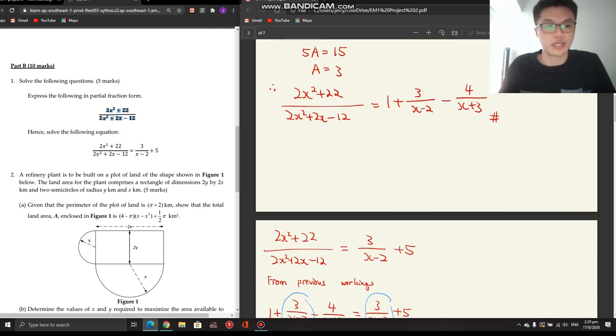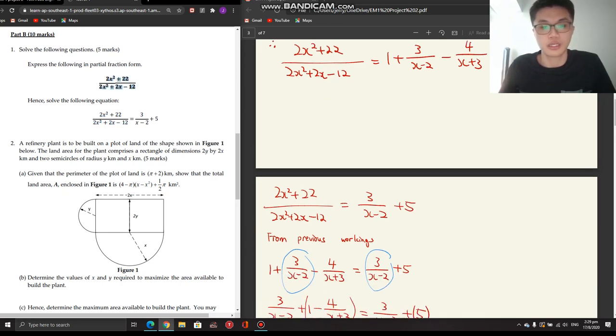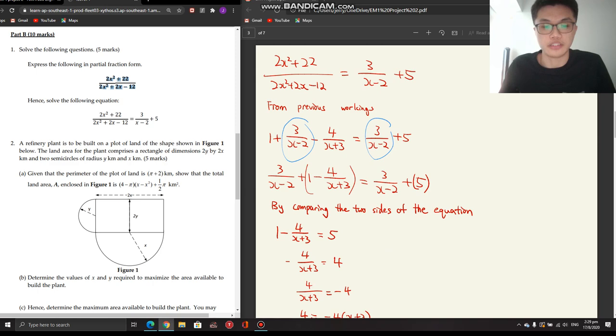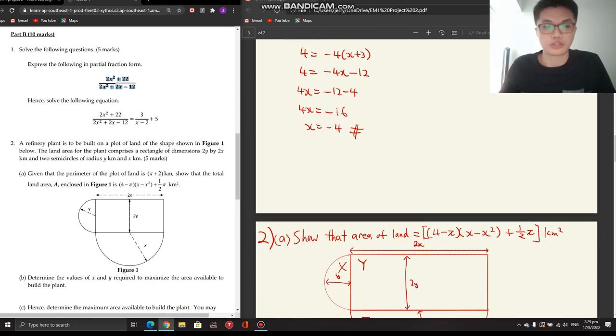Moving on to the second part, solving the following equation. Since this expression is the same as the one from the previous part, we can turn it into its partial fraction form to make it easier to solve. Notice that there is a pair of similar terms, 3 over x minus 2. By arranging them together and comparing both sides, it shows that 1 minus 4 over x plus 3 is equal to 5. Doing algebraic manipulation, I find that x equals minus 4. So that's all for question 1.